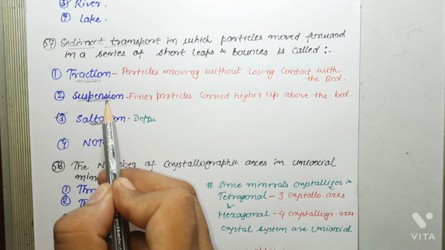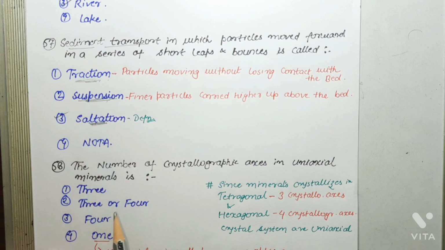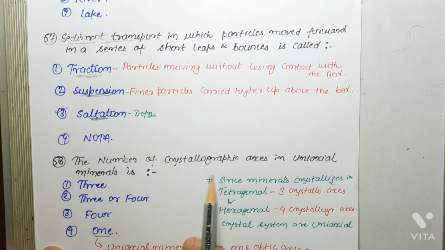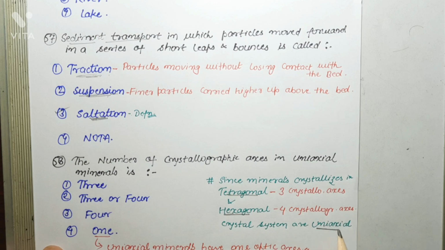Okay. Now the next question is, the number of crystallographic axes in a uniaxial mineral is. Minerals which crystallize in the tetragonal and hexagonal crystal systems are uniaxial in nature. In the tetragonal system, there are 3 crystallographic axes which are mutually perpendicular to each other, while in the hexagonal system there are 4 crystallographic axes, out of which 3 are at 120 degrees to each other, and the 4th one is the vertical axis which is perpendicular to all these 3.